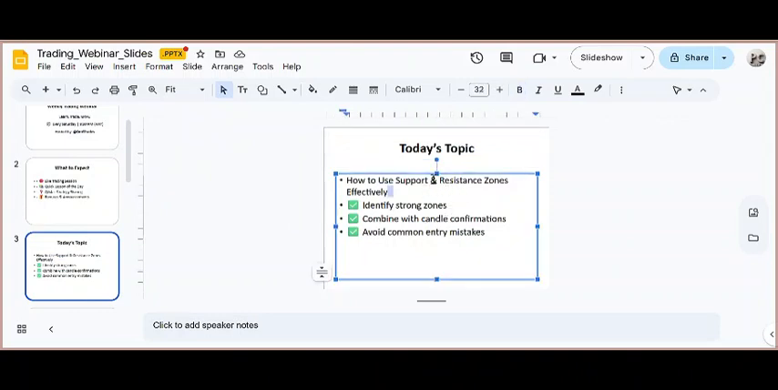Now, the support zone, you can see it as the floor, all right? The floor is the lowest point of anywhere, right? So the support is the lowest point of your chart. If you are a trader, when you're looking at your chart, the lowest point is called the support, while the resistance is the ceiling. The highest point on your chart screen is called the resistance or the ceiling.